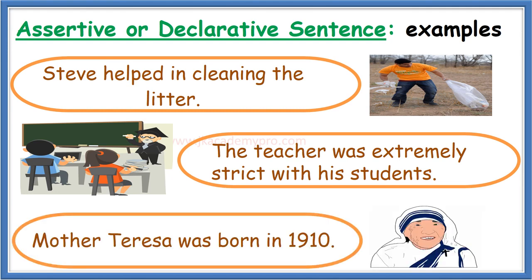The third example is Mother Teresa was born in 1910. This sentence is giving us some information about Mother Teresa. So, if we notice, all these sentences are stating something or telling us something or informing us about something. So, all these sentences are assertive or declarative sentences and they all end with a full stop.